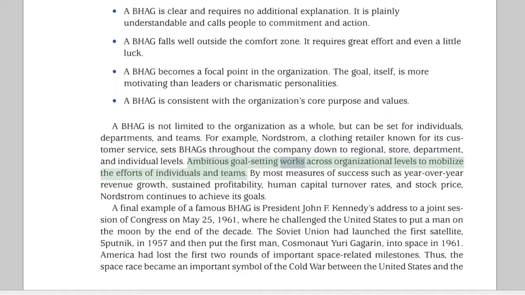Ambitious goal setting works across organizational levels to mobilize the efforts of individuals and teams. By most measures of success, such as year-over-year revenue growth, sustained profitability, human capital turnover rates, and stock price, Nordstrom continues to achieve its goals.